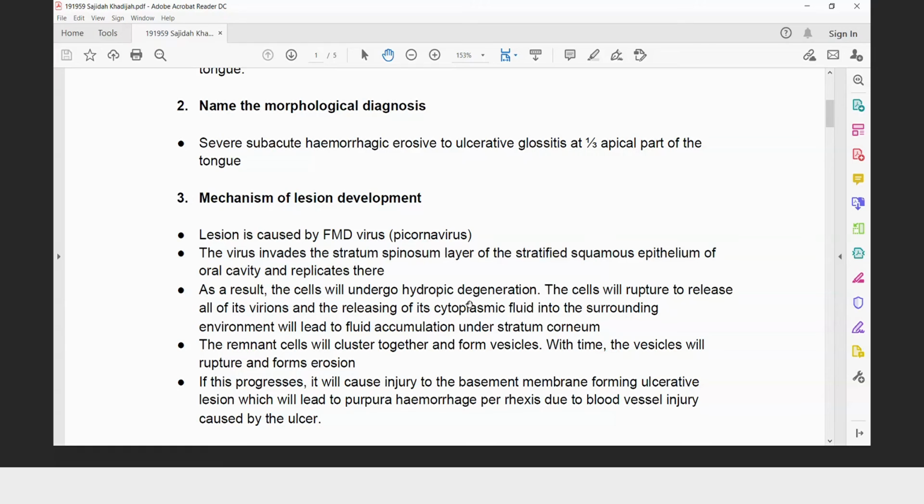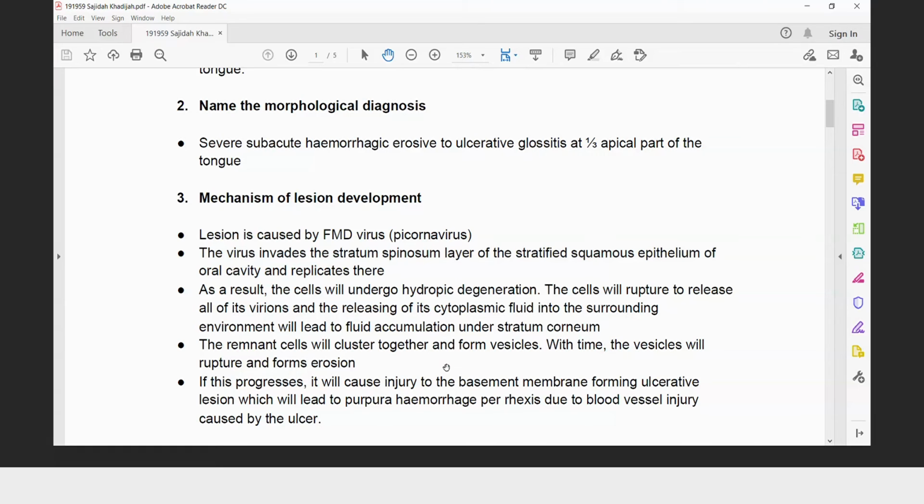Then the fluid is accumulated, under the stratum corneum. Maybe under is correct, because those fluids are a result of ruptured stratum spinosum, isn't it? And then the remnants cluster together, they form a vesicle, correct? In a vesicle, the stratum corneum is still intact. Yeah, that's why you put under there.